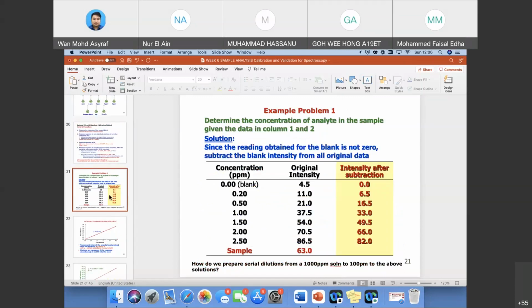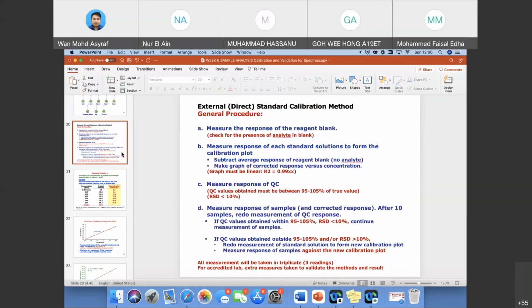So up until that point, is it okay for the standard external calibration? After this, we are going to look into the example. If you have any question, just stop me straight away.